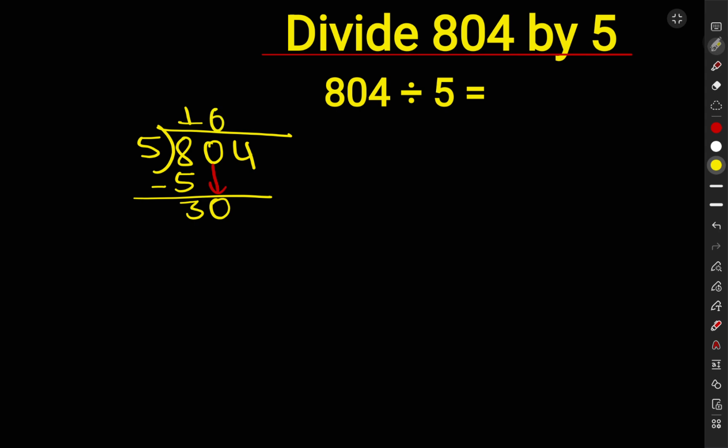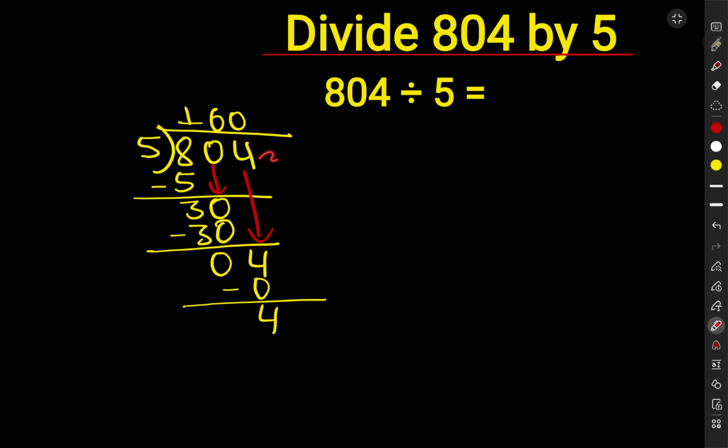So 5 times 6 is 30. On subtracting we get 0. So again we put down this 4 and 5 times 0 means 0. On subtracting we get 4. So now we have no other number to put down.